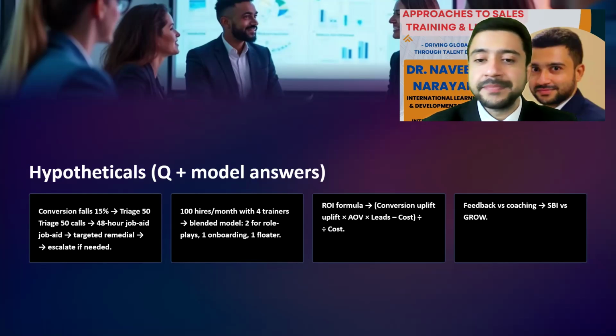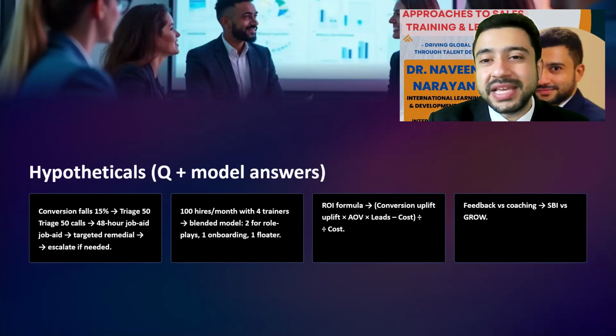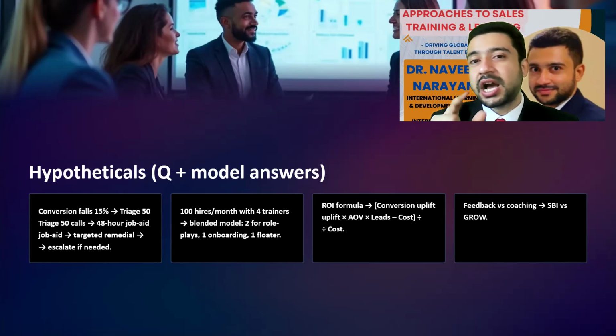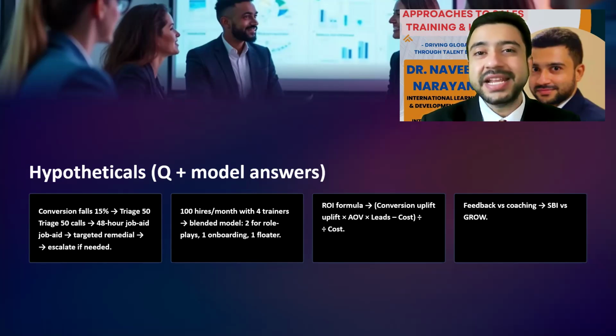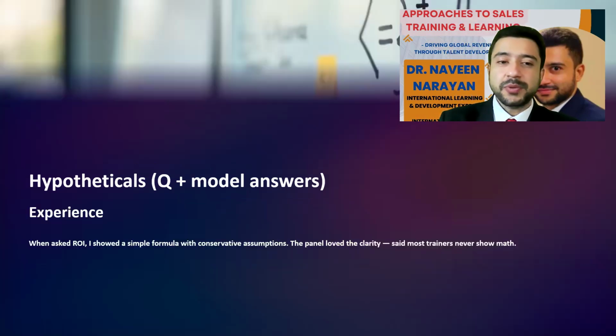Then the ROI formula: conversion uplift times AOV times leads, minus cost, divided by cost. If you work it out, the return on investment will be easy to assess. Next I have another slide, where I will explain how we can see this practically. Then feedback versus coaching, SBI versus GROW. I have already told you about this. So, hypotheticals, question plus model answers, is what we completed.